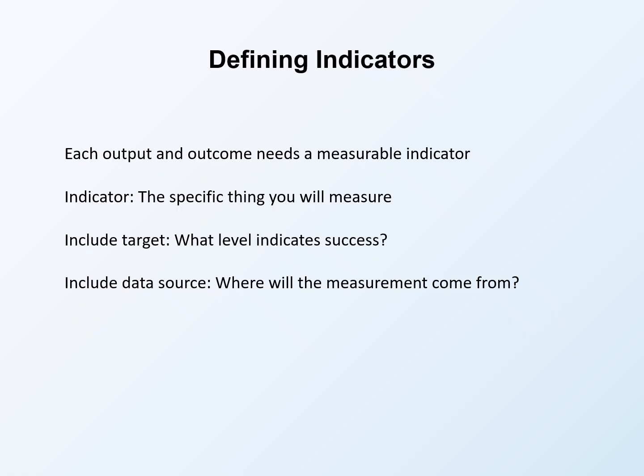What level indicates success? If 60% of participants demonstrate knowledge gain, have we succeeded? Finally, each indicator needs a data source. Where will the measurement come from? Pre-post surveys, medical records, surveillance data. If you can't identify a data source, you can't measure the indicator.